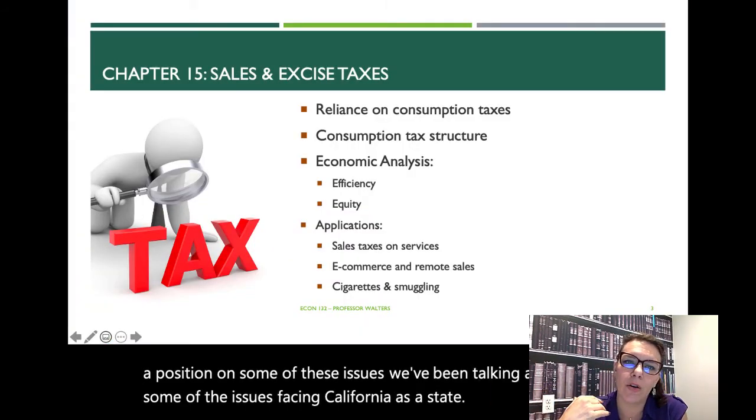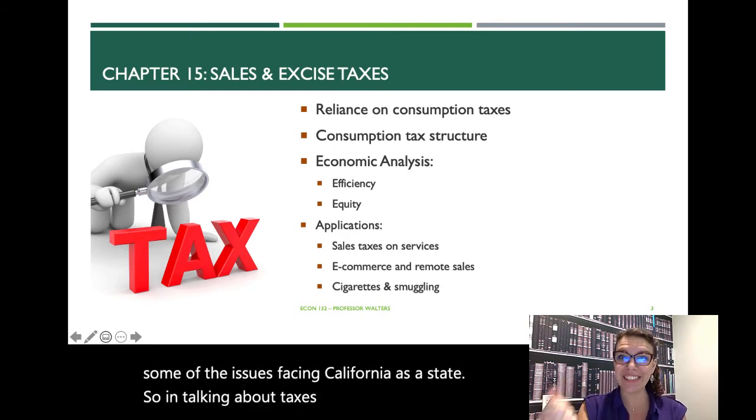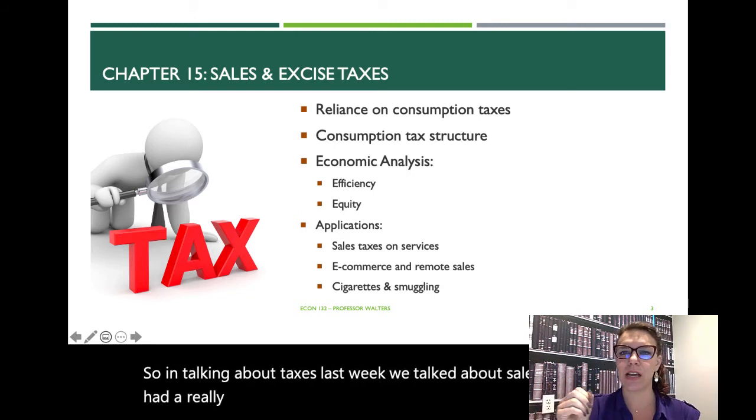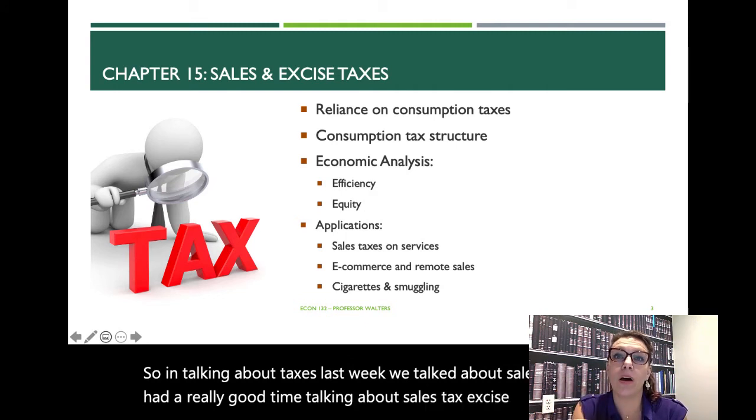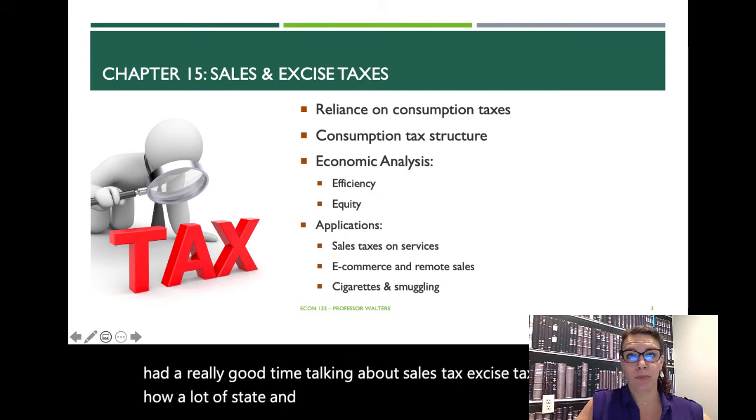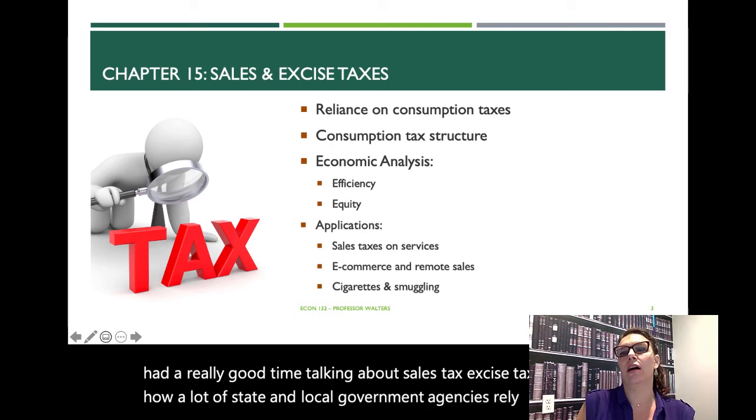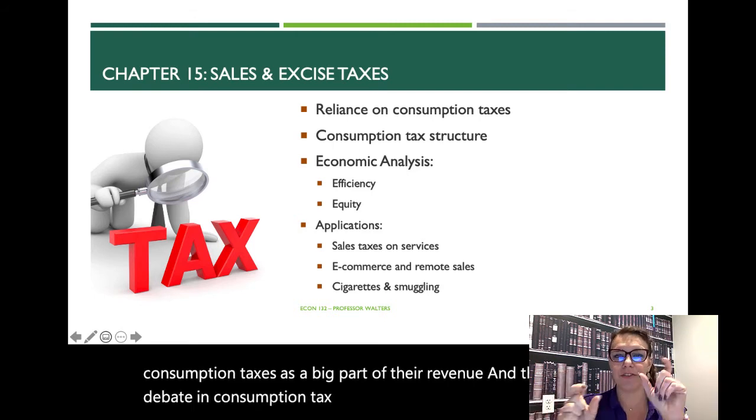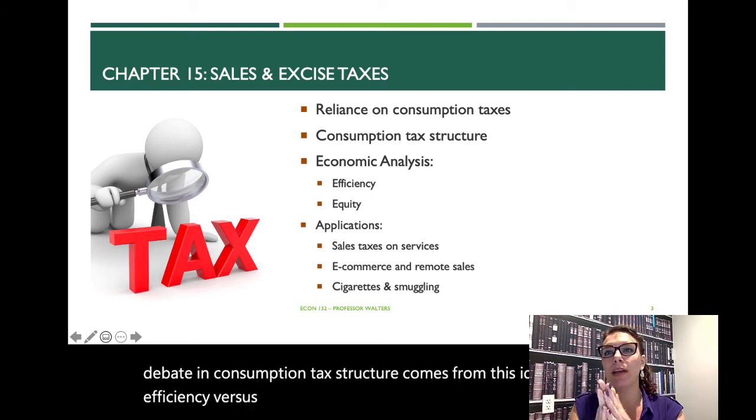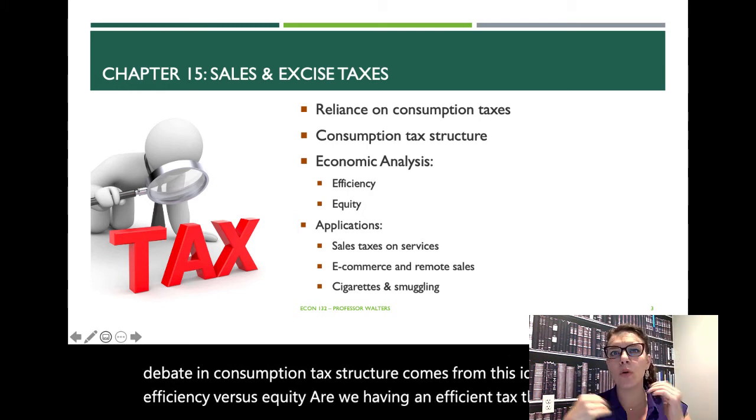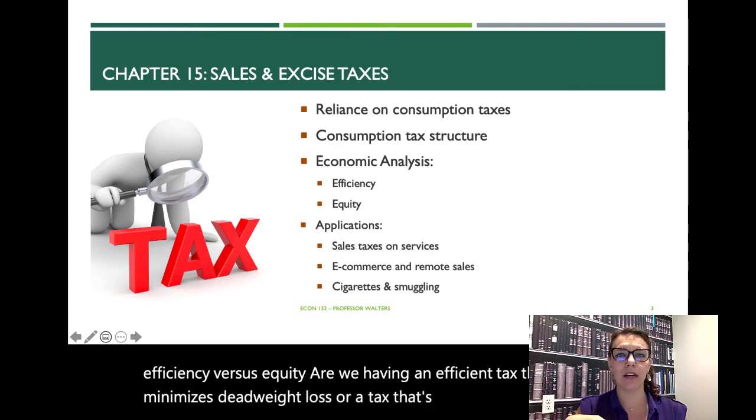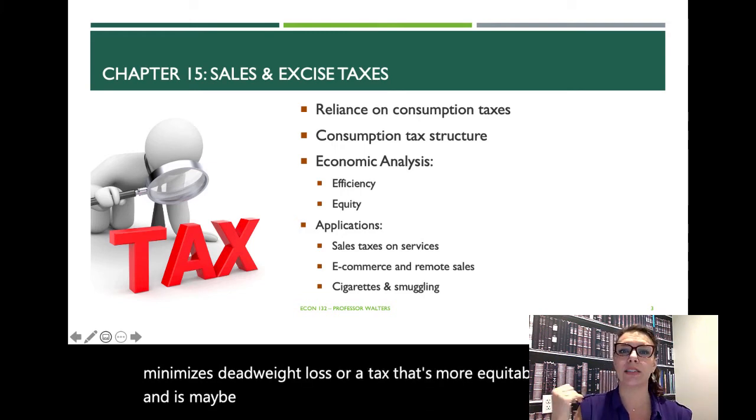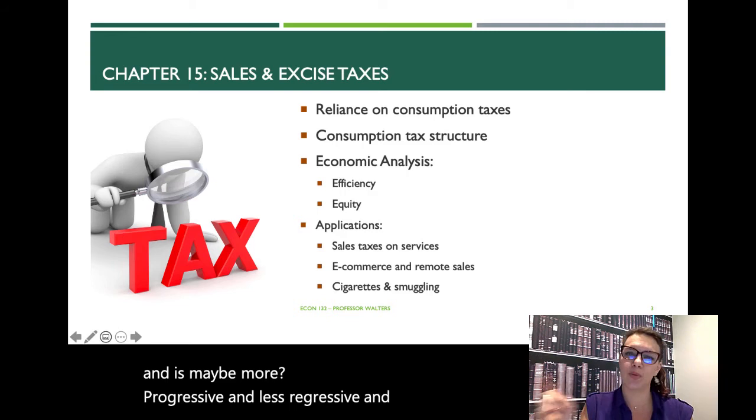So in talking about taxes last week, we talked about sales tax. We had a really good time talking about sales tax, excise taxes, and how a lot of state and local government agencies rely on consumption taxes as a big part of their revenue. And the big debate in consumption tax structure comes from this idea of efficiency versus equity. Are we having an efficient tax that minimizes deadweight loss, or a tax that's more equitable and fair and is maybe more progressive and less regressive, and the trade-offs between those two?